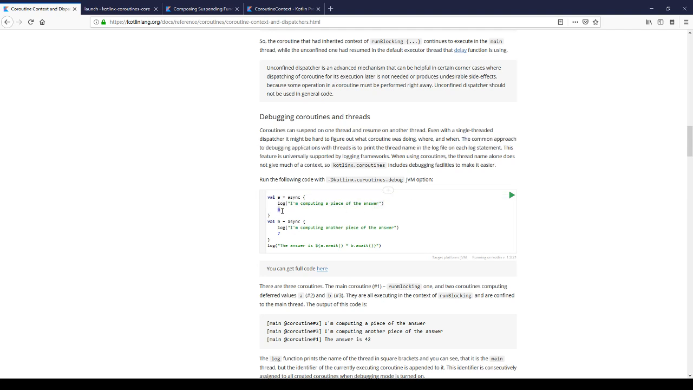What is the 6 for? This feature is universally supported, I guess. Yeah, 6 and 7 would be returned. This feature is universally supported by logging frameworks, but when using coroutines, the thread name alone does not give much of a context. So Kotlin coroutines include debugging facilities to make it easier. Well, that's really handy.